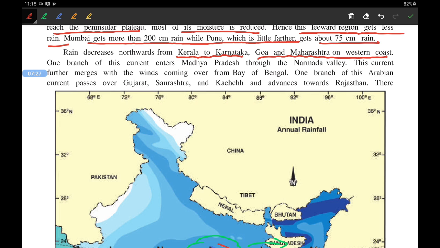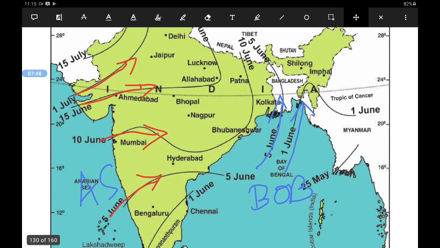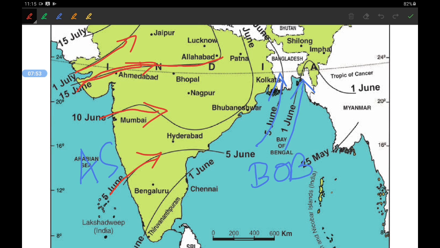One branch of this current enters Madhya Pradesh through the Narmada Valley. This current further merges with sea winds coming from the Bay of Bengal. One branch of this Arabian current passes over Gujarat, Saurashtra and Kutch and advances toward Rajasthan. You can see it on this particular map. One is here, one goes this side, and one mixes with the currents coming from the Bay of Bengal.